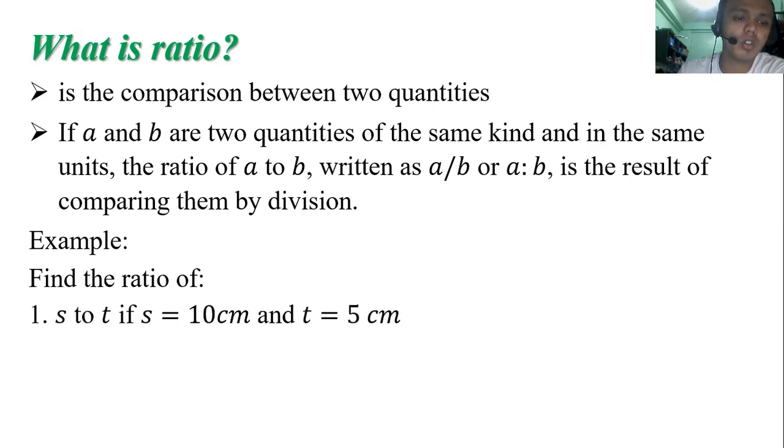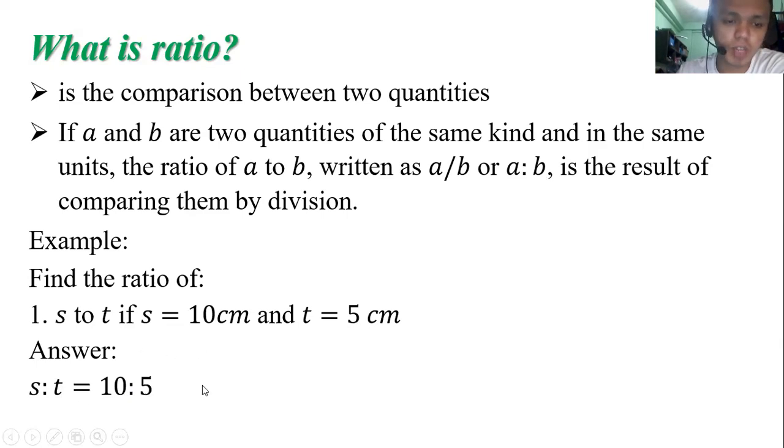Example: find the ratio of S to T if S is equal to 10 centimeters and T is equal to 5 centimeters. How do we rewrite this into a ratio? Since it is S to T, the ratio is S is to T. Substitute S to 10 and T to 5, and then get the lowest term. We have 10 is to 5. The lowest term of 10 is to 5 is equal to 2 is to 1.